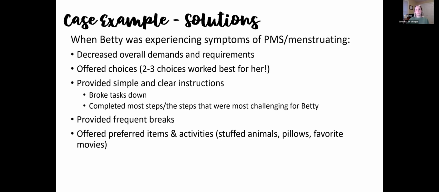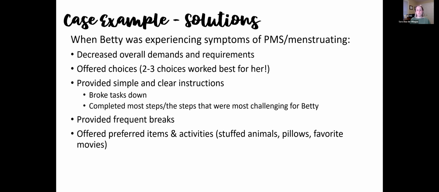Some of the choices that were offered to her were things that she wanted to eat, and her comfort meals and comfort items. She had a weighted stuffed animal that she liked to use. Eventually we were able to find one that looked like her stuffed animal that could also be put in the microwave and used as a heating pad that she could apply to her abdominal area for cramps and things like that. So offering her some of those choices was helpful.